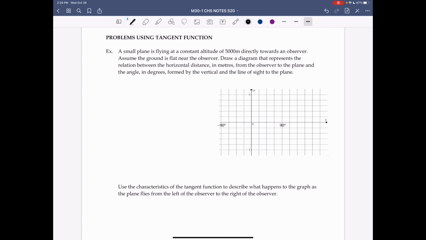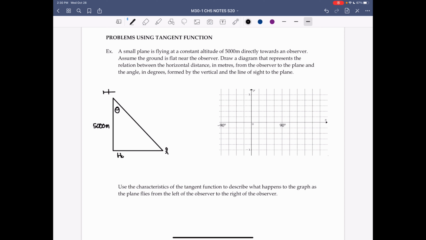Let's draw a diagram. We have a right triangle. The plane is up here. That's my plane. We have an observer down here. The plane is 5,000 meters up. We have the angle in degrees formed by the vertical and the line of sight to the plane. So between the vertical and the line of sight, that would be our angle theta.